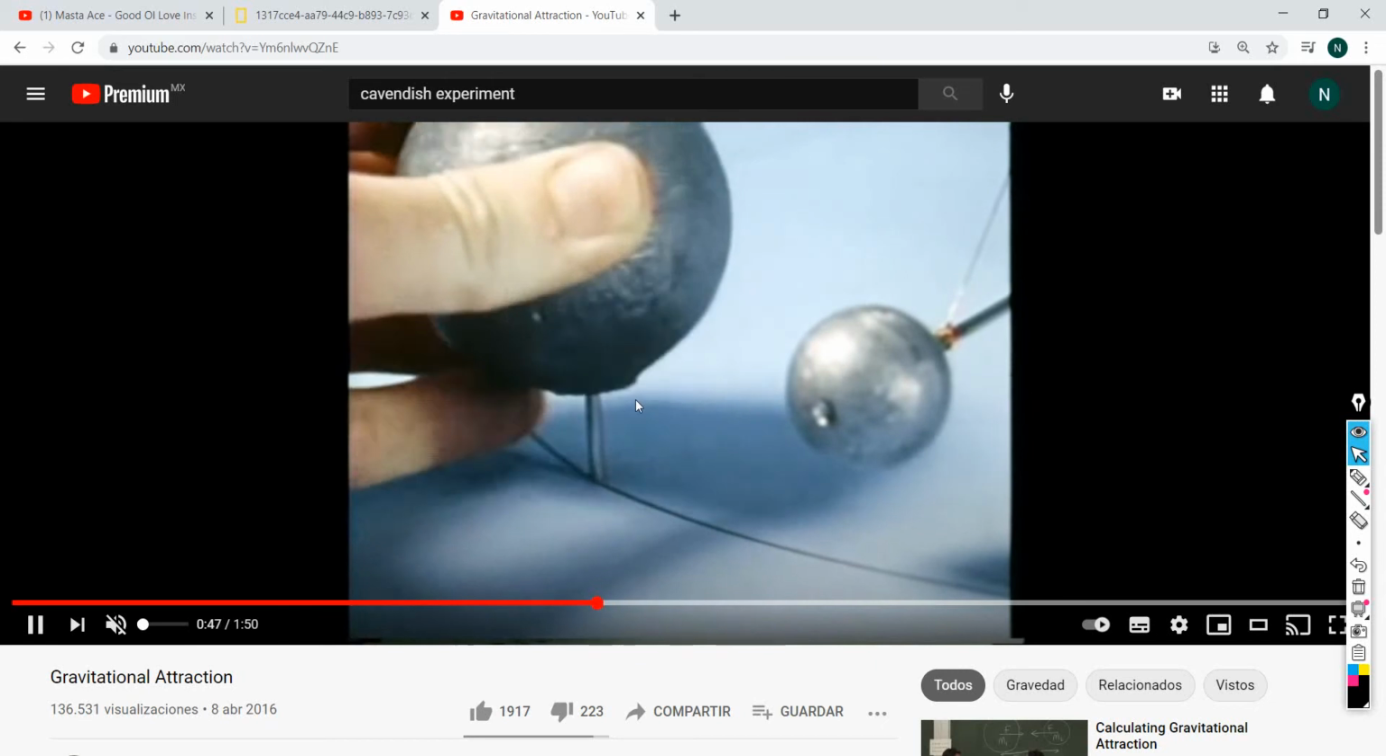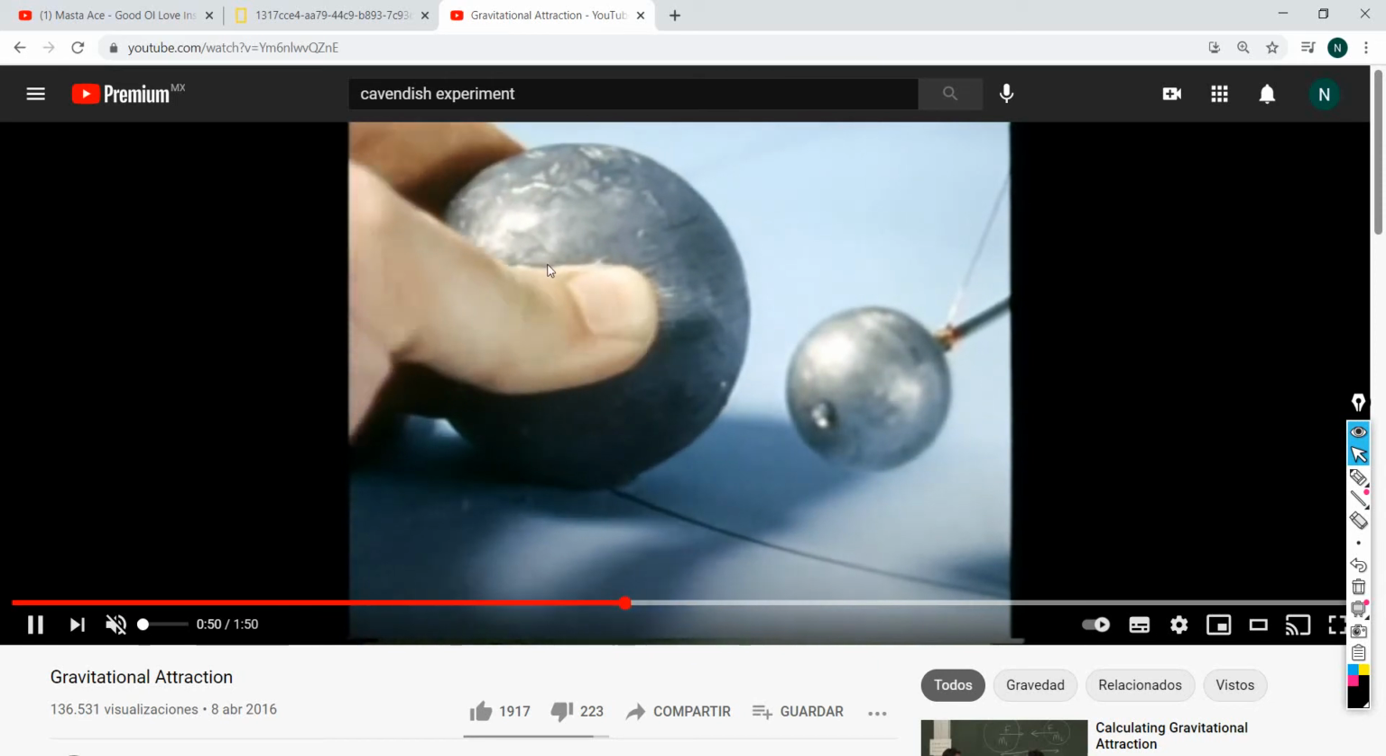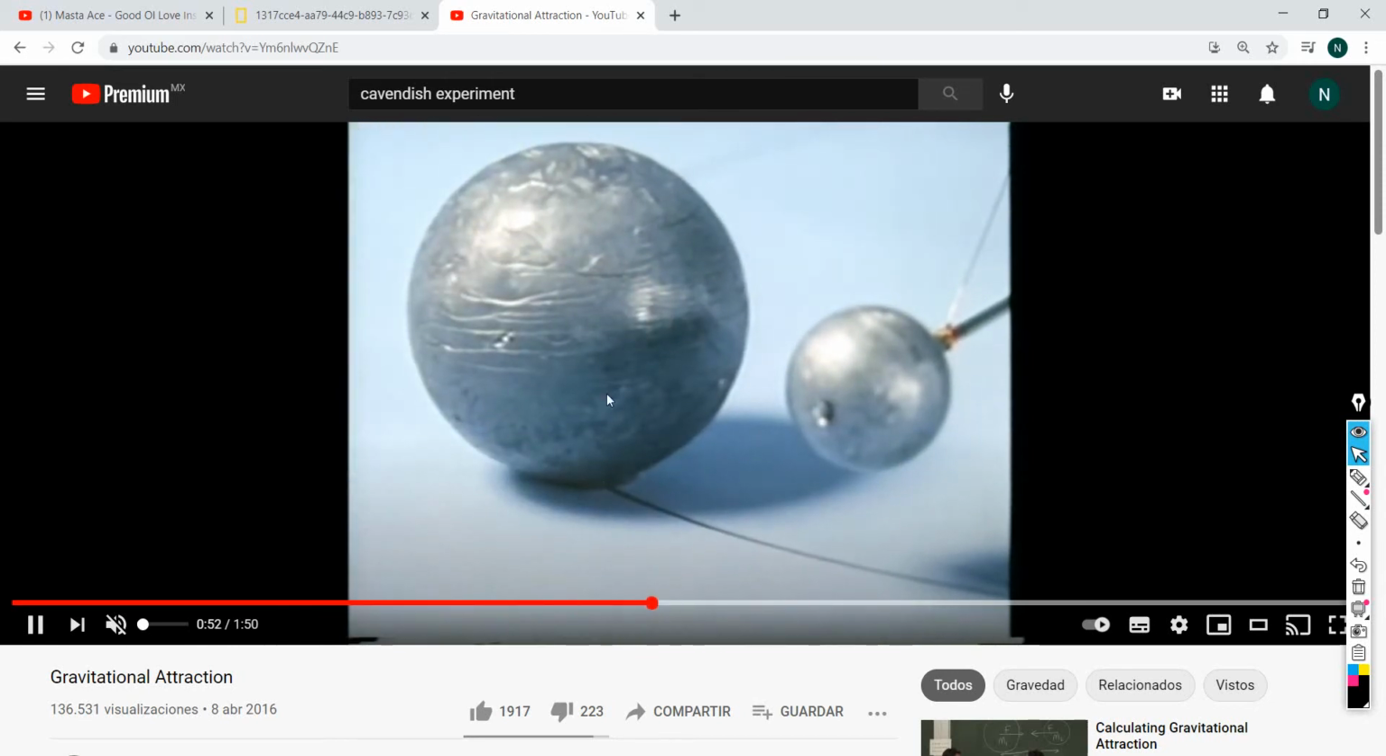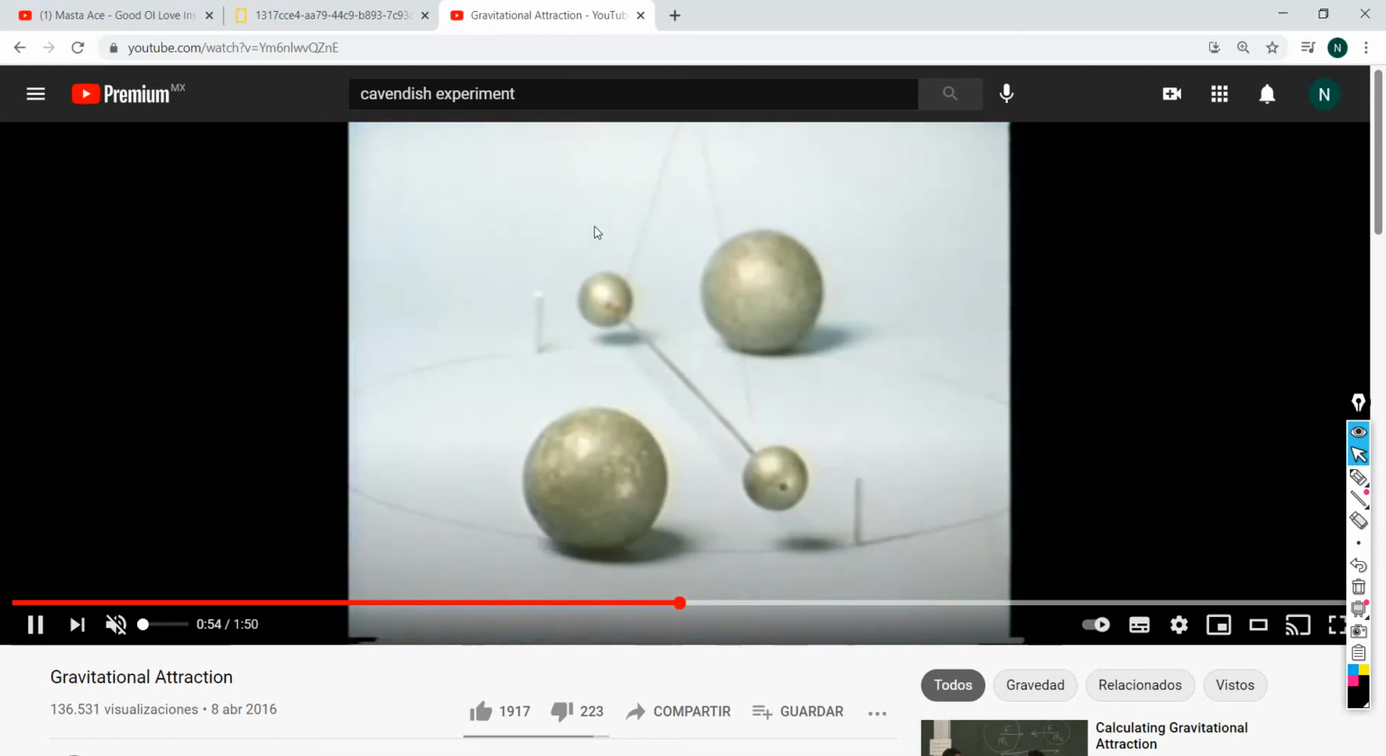Now, what's going to happen next? We're going to put two other balls on the other vertical pegs, bars, in here. One here and another here. Now, let me tell you what's going to happen, guys. This is what's going to happen.